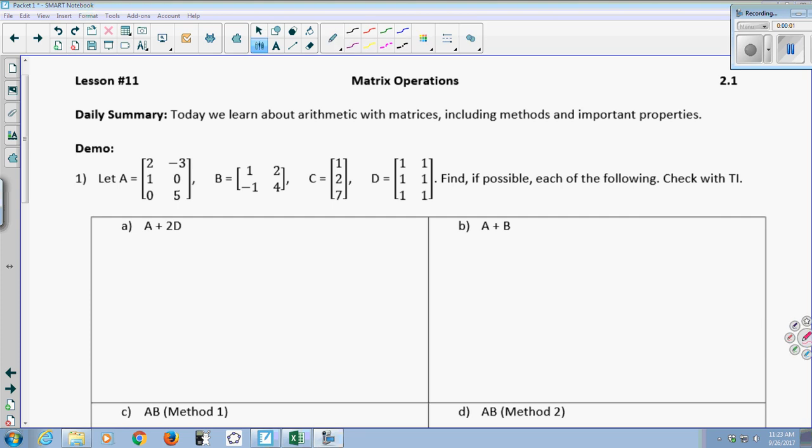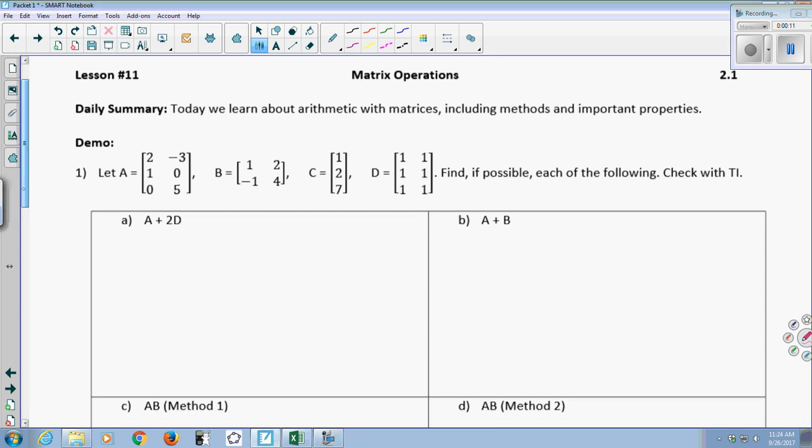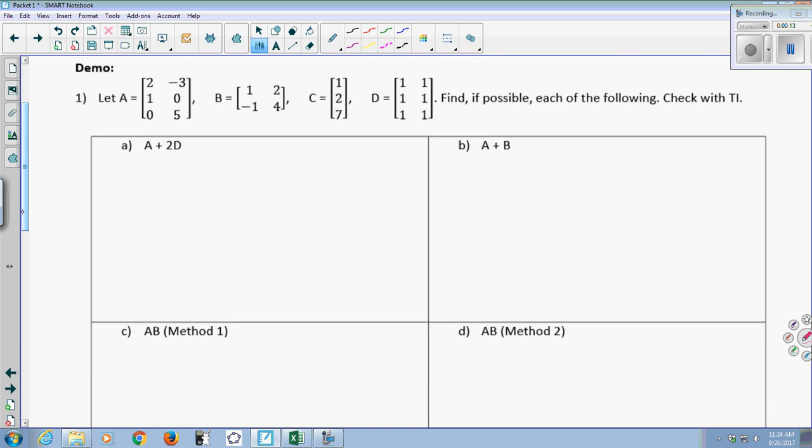We're going to learn about the arithmetic of matrices, including methods for how you do it, and then properties of the arithmetic too. So first, if I want to add A plus 2D: when you add two matrices, you add component-wise, just like you add vectors, you add the like components. And when you multiply a matrix times a scalar, you multiply every entry in the matrix times the scalar.